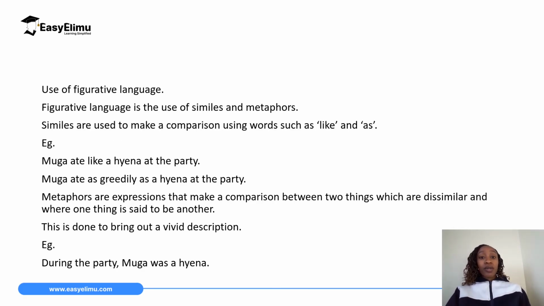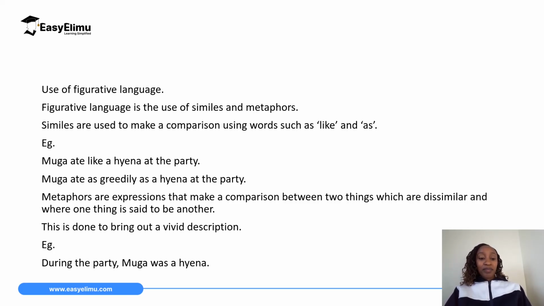Narrators can also use figurative language like similes and metaphors. For example, now similes are used to make comparison using words like or as. For example, when you say Muga ate like a hyena at the party, or Muga ate as greedily as a hyena at the party. That is a simile. You are relating one character to another. So how was Muga eating? As greedily as what? What is greedily?